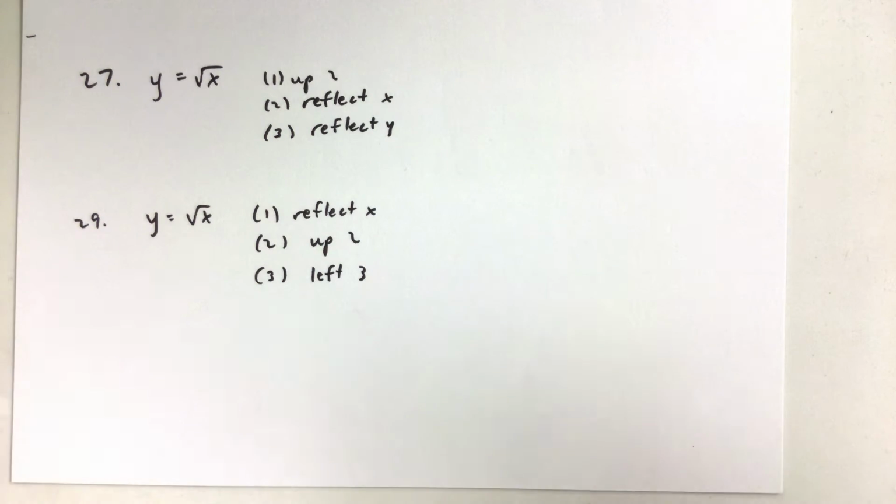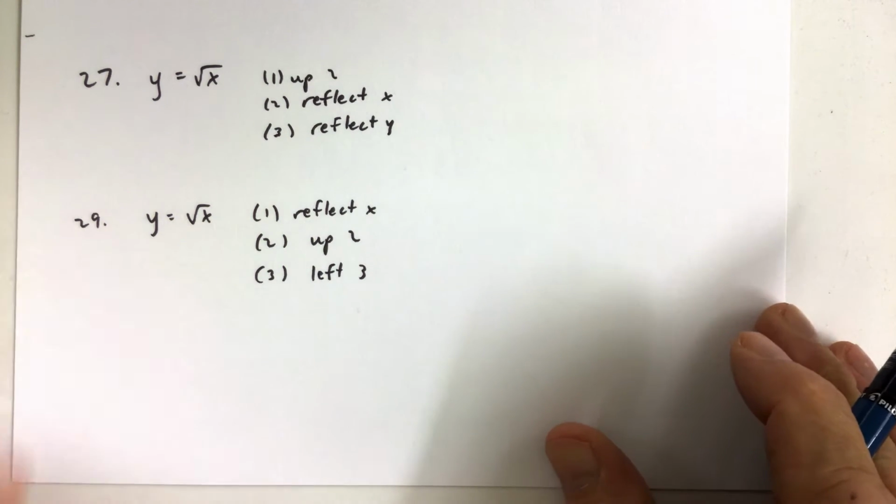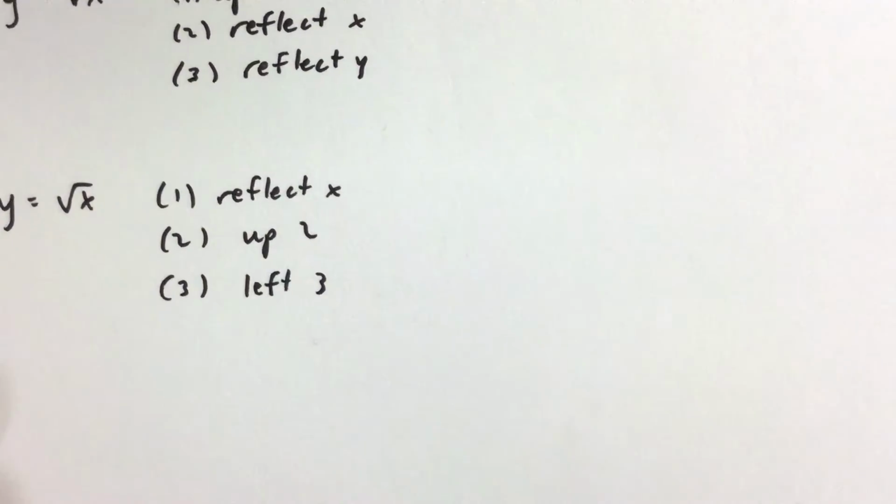So in this video, we're just going to focus on problem numbers 27 and 29. For these two problems, you're supposed to find the function that is finally graphed after each of the following transformations is applied in the order stated. So in the order stated, let me zoom in a little bit here.